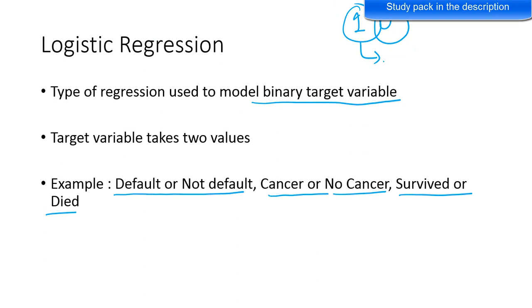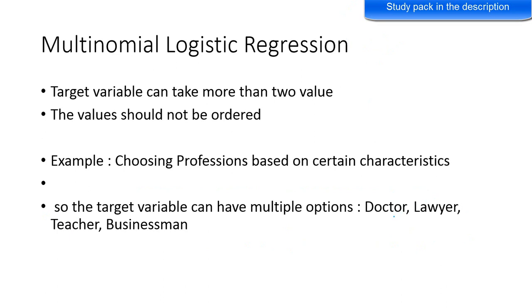So that's logistic regression. When we add the multinomial to it, we just extend that to multiple values, not just two values. We also call that multi-class classification, where we extend the two-class classification that we do in logistic regression to a multi-class problem. So let's take an example to understand.